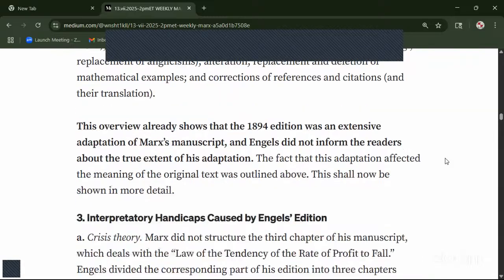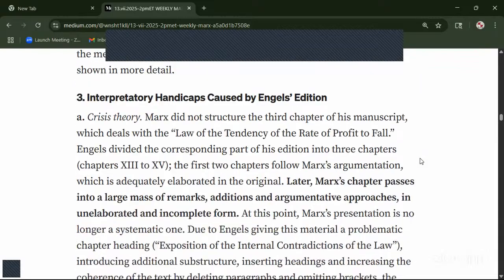This overview already shows that the 1894 edition was an extensive adaptation of Marx's manuscript, and Engels did not inform the readers about the true extent of his adaptation. The fact that this adaptation affected the meaning of the original text was outlined above. This shall now be shown in even more detail. Section 3, interpretatory handicaps caused by Engels' edition.